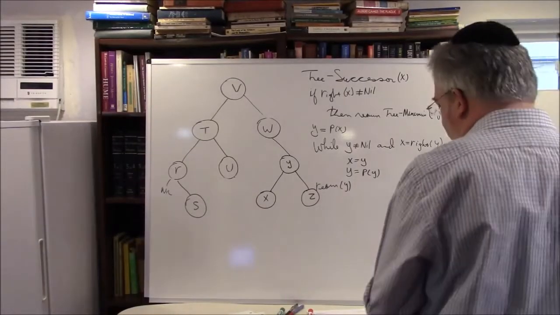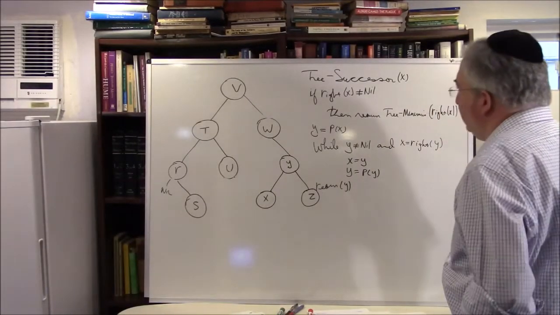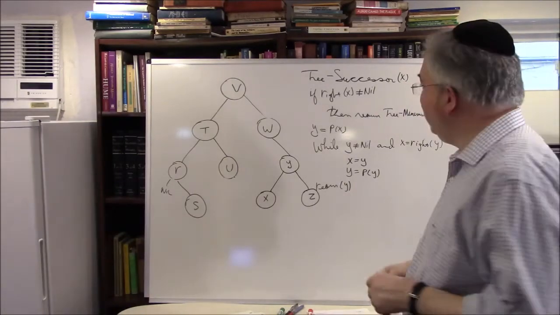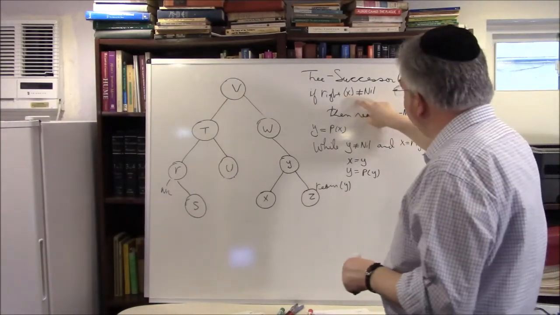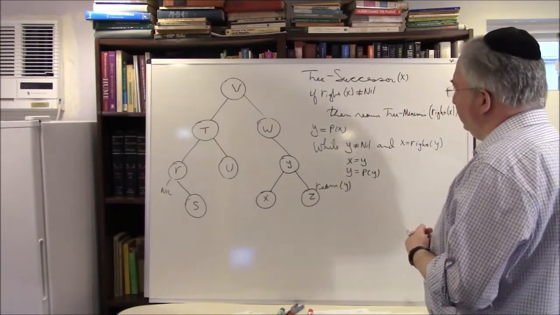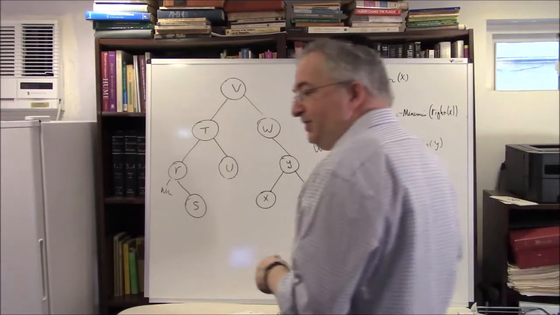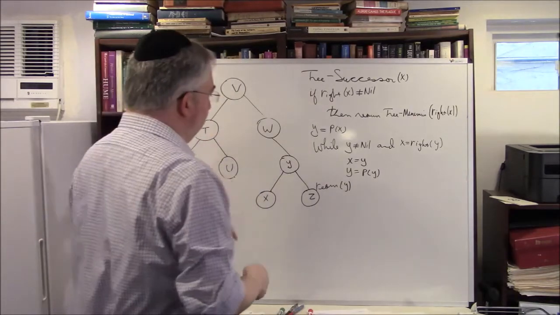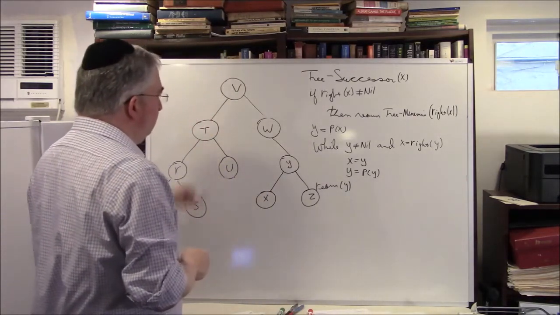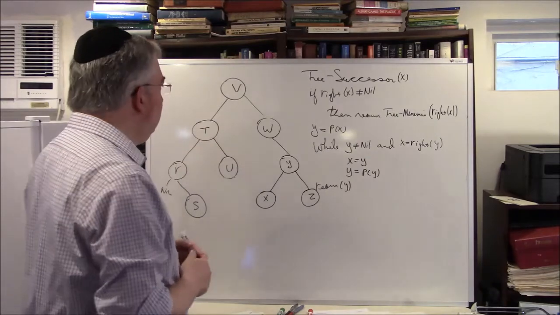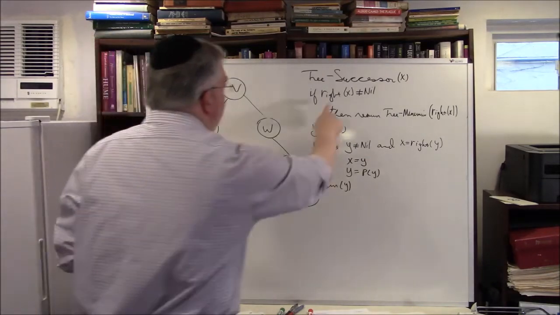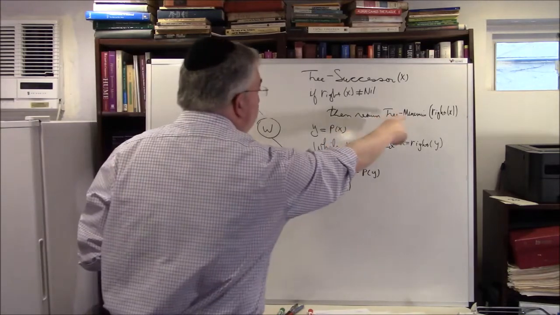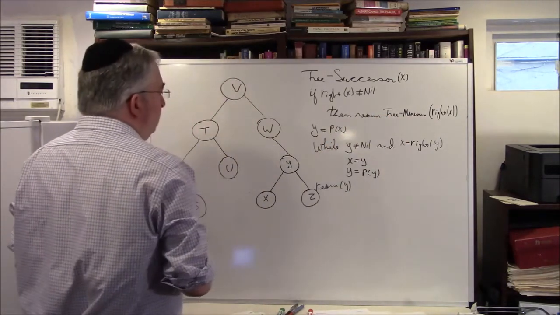Okay, so this is the algorithm for tree successor. You give the algorithm x and you want to know what's the next element. So if right of x is not equal to nil, in other words, successor is going to be more than x. So you look more than it. Well, let's look at the successor of v. Okay, you're going to look more. So if right of x is not nil, in other words, it has a right child, then return tree minimum of right of x.